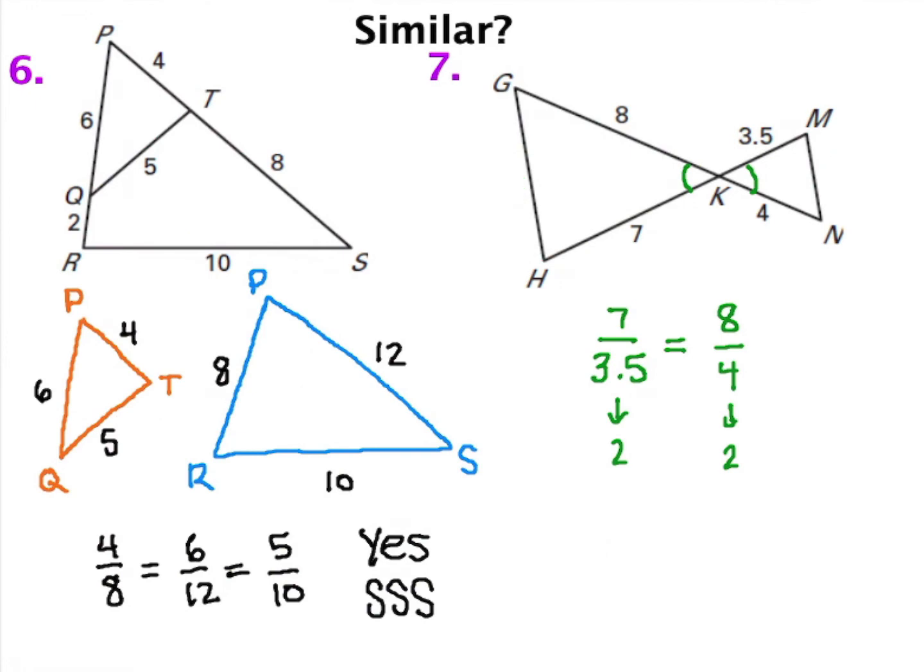But luckily we had that angle that was included between those congruent to the other one. So 2 sides proportional and the included angle congruent means that yes, these would be similar by side angle side.